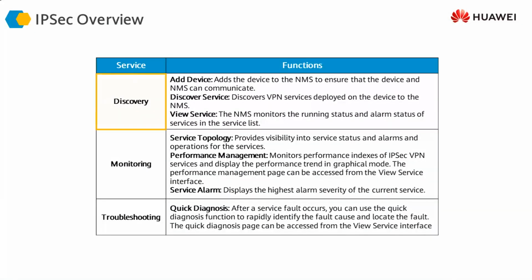We can do the discovery of IPsec VPNs, we can do monitoring of those VPNs, and we can do their troubleshooting. First of all, we need to add devices. We can add devices and then we can discover the service, and then we can view the service, and then we can use the service topology to monitor and manage the VPNs. We can do performance management, and we can do alarm management, and through the quick diagnostics module page on the eSite we can do the troubleshooting as well, as we'll briefly look at in the next few slides.